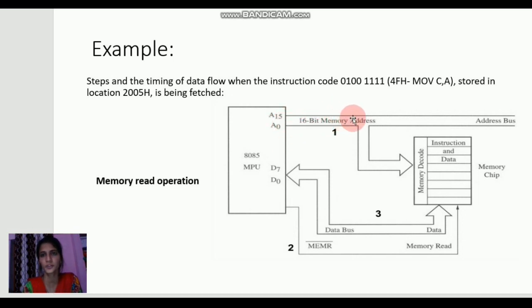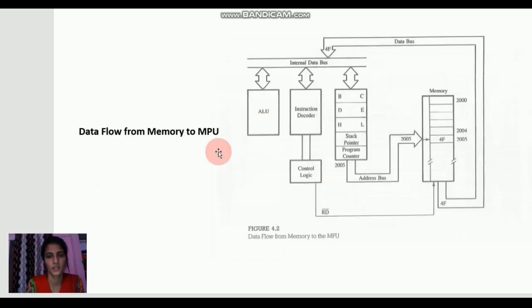the address 2005 on the address bus and selects the register in the 2005 location. In the second step, the processor gives out a memory read signal to the memory chip. This enables the output buffer of that register. In the third step, the data, which is the opcode, is written on the data bus by the register. Then the data is read from the data bus by the processor. This is how a memory read operation takes place.